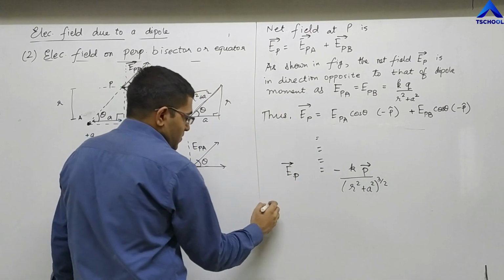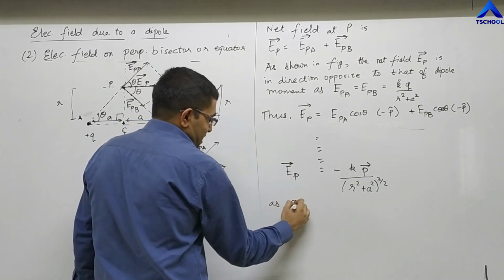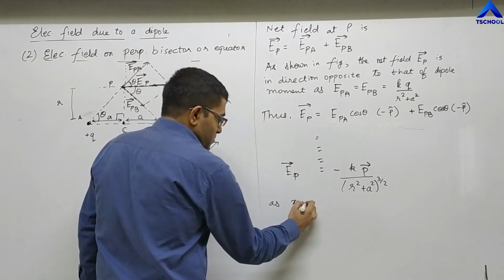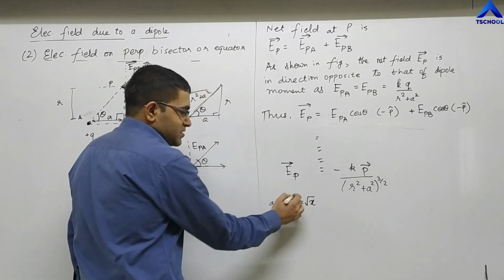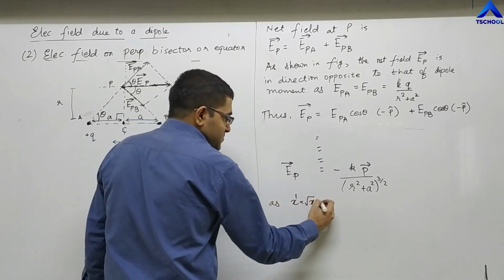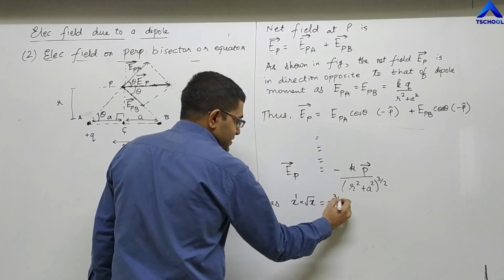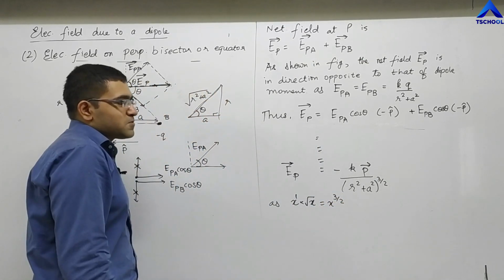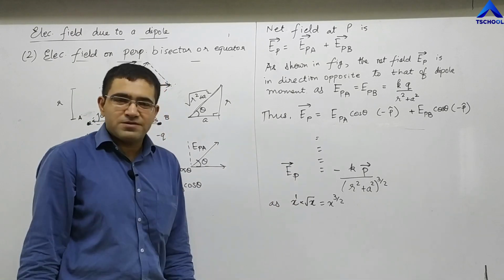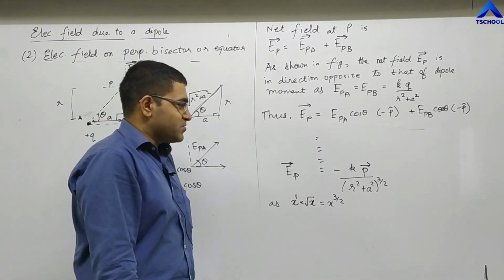If you just think of x into root x, x raised to 1, root x is x raised to half, so finally this is going to be x raised to 3 by 2. So you are going to get something like that in the middle, right? I hope you will be able to figure it out.